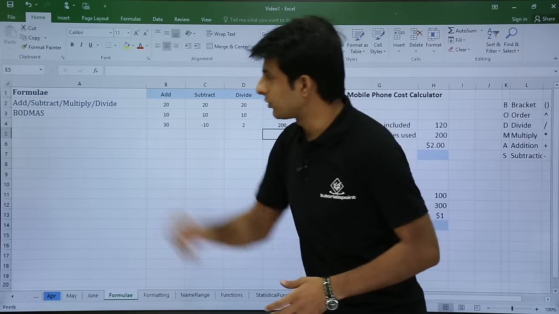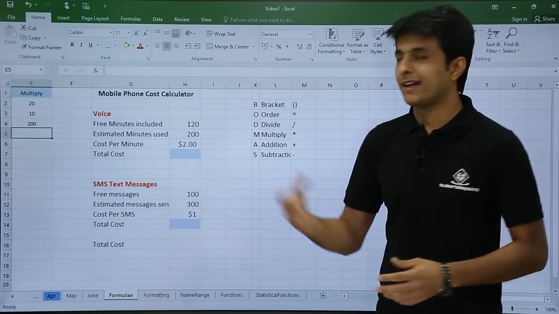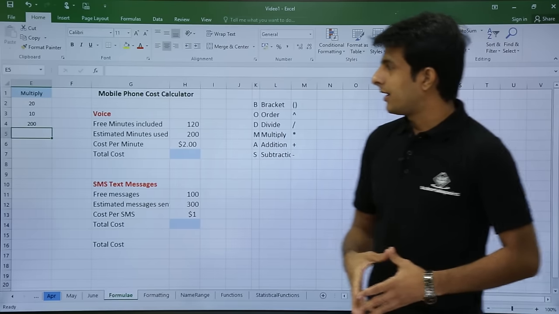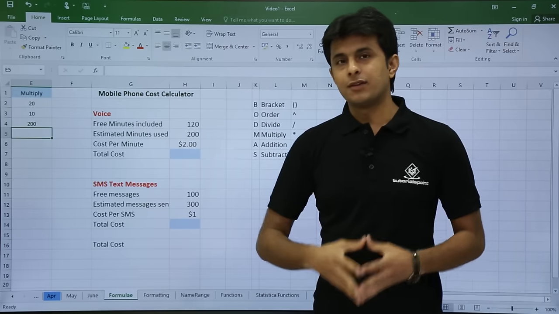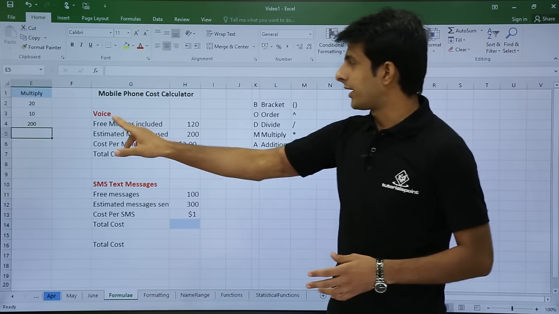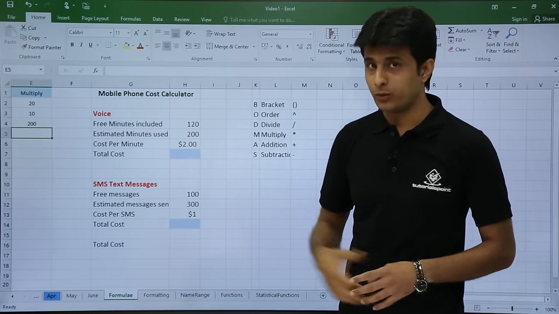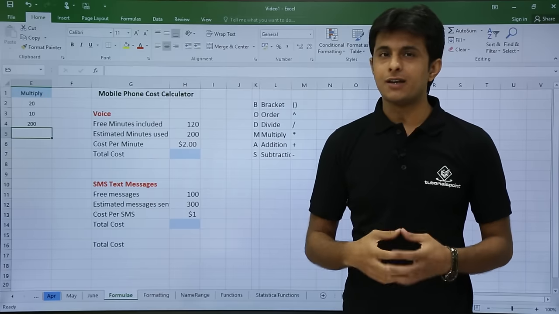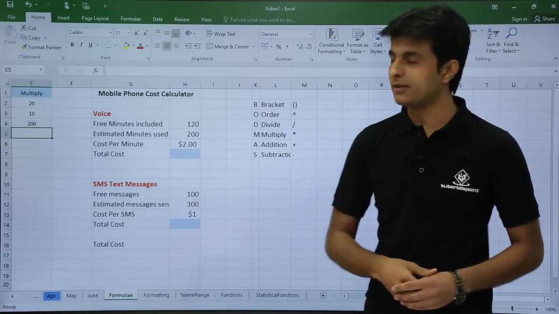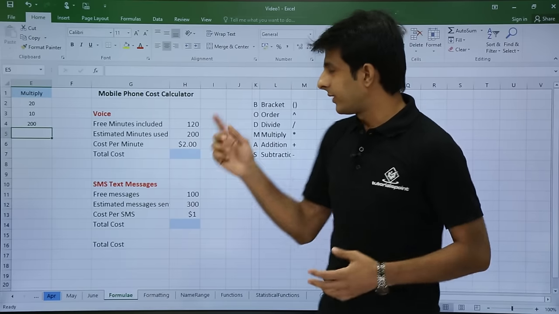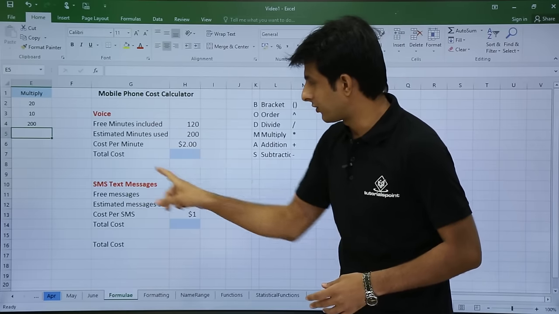Next, we have something known as BODMAS. So now I'll just show an example of what exactly BODMAS is. This is the mobile phone cost calculator. Let's say some company is offering me some voice call. The free minutes included in my pack is 120 minutes. But I use mostly more than that. The estimated minutes is 200 in a month. If I use more than 120 minutes, I'll get a cost of $2 per minute. So that is the scenario given here.